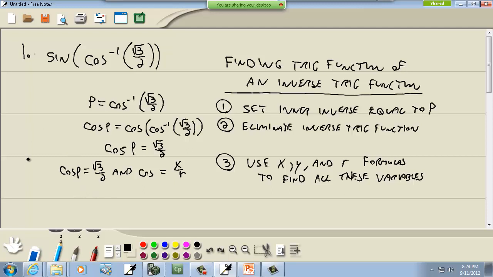Now this particular problem here, our inverse cosine is valid in these two quadrants, and specifically right here we said cosine is equal to a positive number. Well, cosine is a positive number in this quadrant and this quadrant. So we're dealing with quadrant 1. Okay, so in quadrant 1, x is equal to square root of 3, and r is equal to 2.